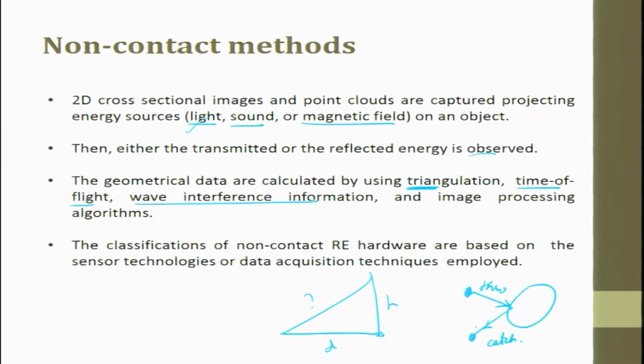So here what we do is we try to create an interference pattern, and that pattern tries to strike the surface, and the reflection is taken and counted, and several other image processing algorithms are used. The classification of non-contact RE hardware is based on the sensor technology or data acquisition technology.